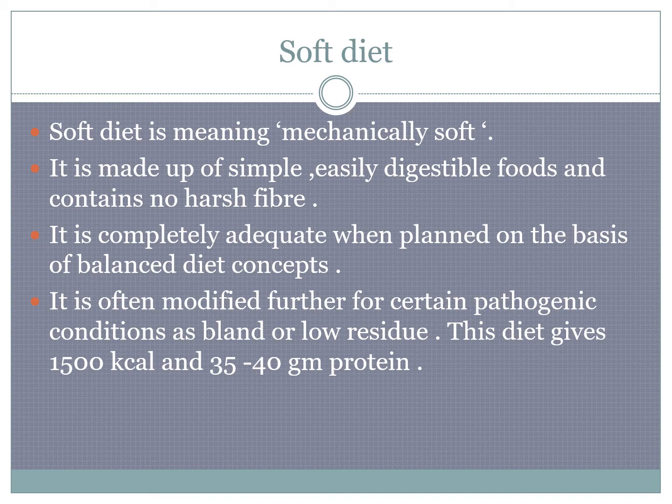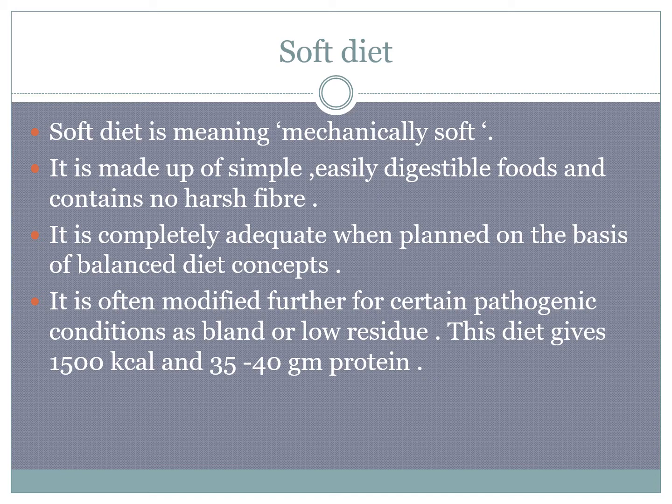Next is the soft diet. Soft diet, as the name says, is mechanically soft. That means the texture of the food needs to be very soft. The cooking consistency should be free flowing, smooth, and mashed well. That means it is mechanically soft. The texture of the food should be soft. So it is made up of simple, easily digestible foods and contains no harsh fibers.